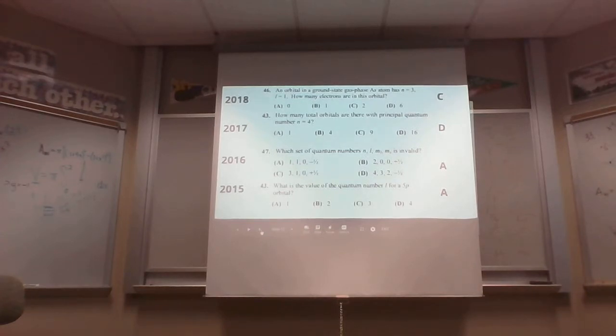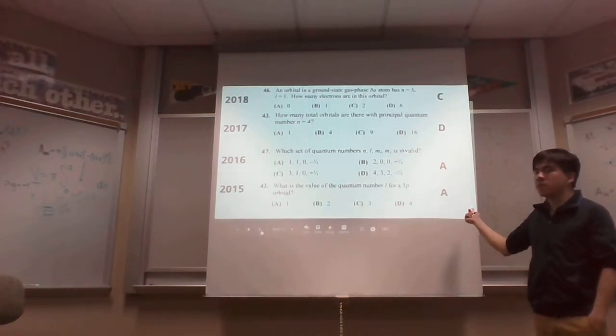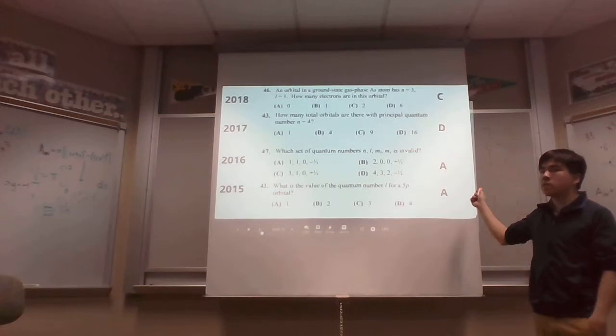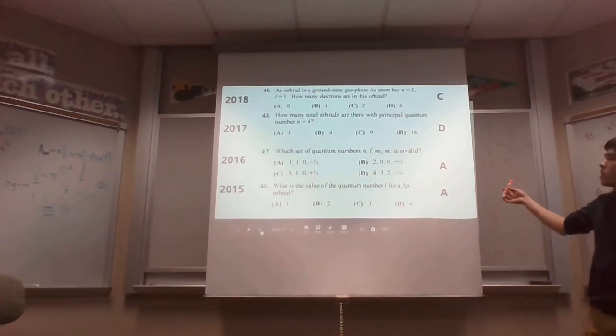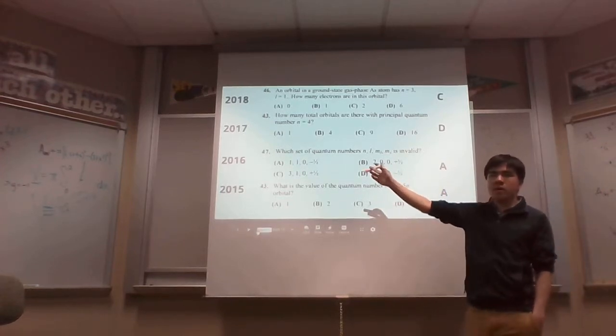Everyone good with 2017? You have S, P, D, and F subshells, and they have 1, 3, 5, and 7 orbitals. So there's 16 orbitals in the fourth shell. Okay, 2016, everyone good with that one?